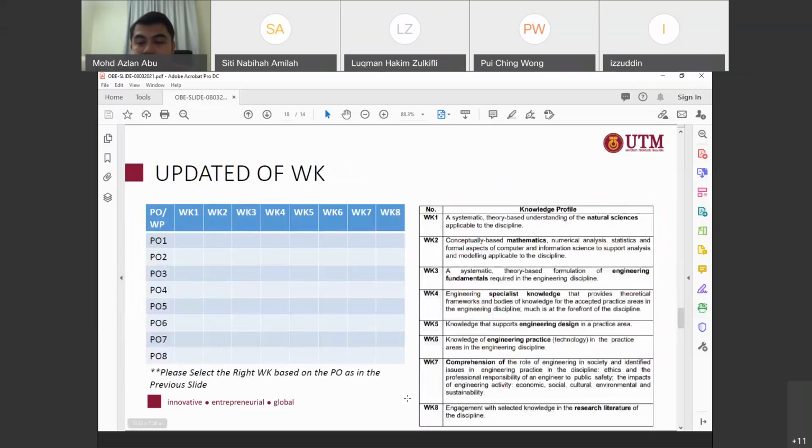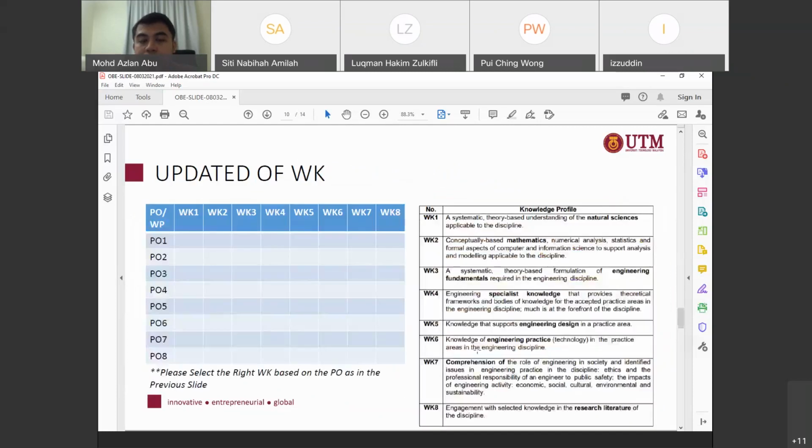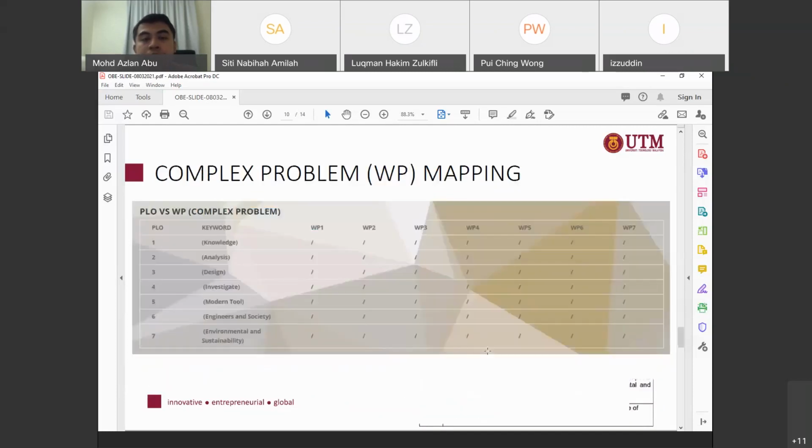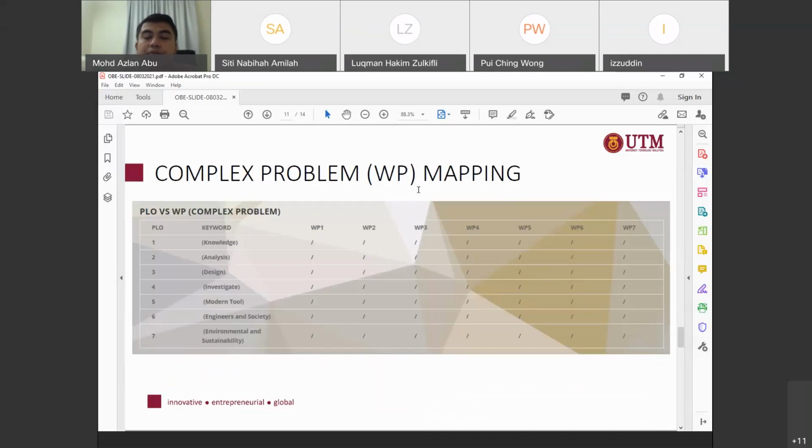Finally, WK8 is engagement with selected knowledge in the research literature. It's very high level when you do research, and it falls under investigate. So this is the high level, knowledge profile number 8. Next, beside the K for knowledge, we also have P. The previous was WK, which is knowledge. Next is WP, which is problem.